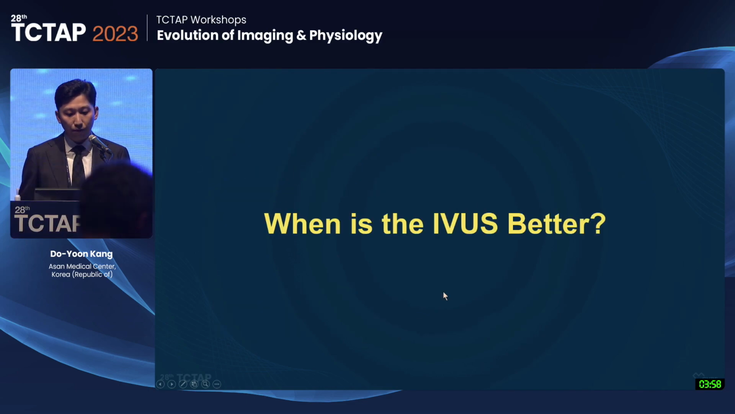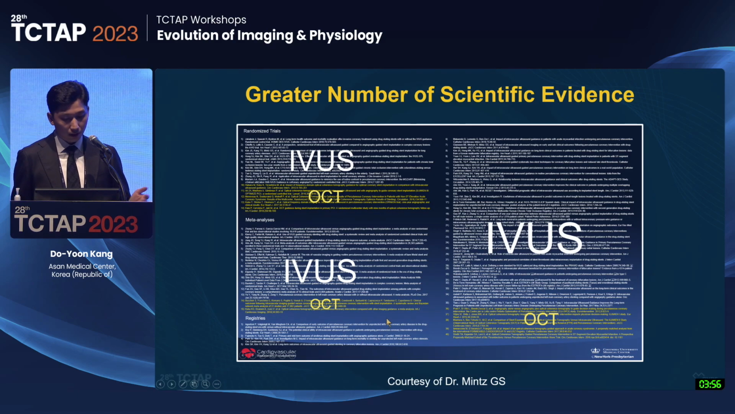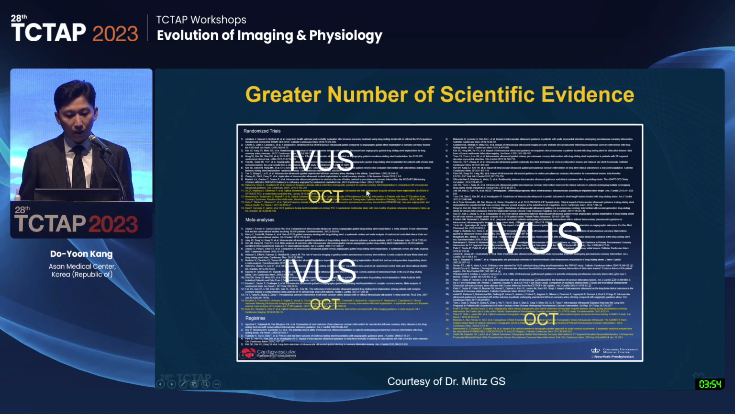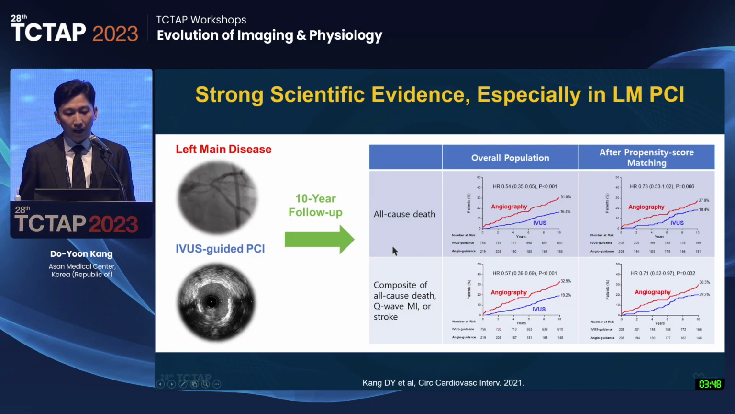And how about IVUS? Thank you for the Gary Mintz slide. There is a very large amount of scientific evidence, especially for IVUS-guided PCI. And also in left main PCI, even 10-year follow-up outcome data is available with IVUS guidance compared to angiography.